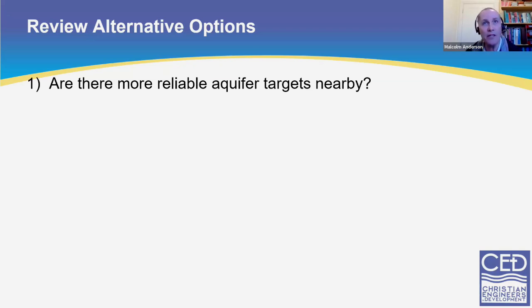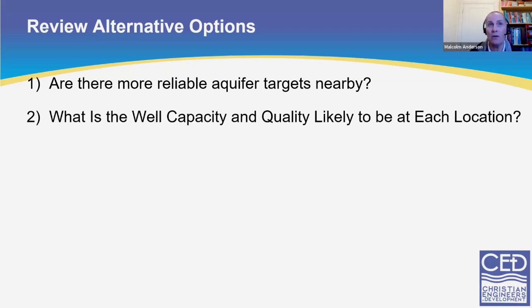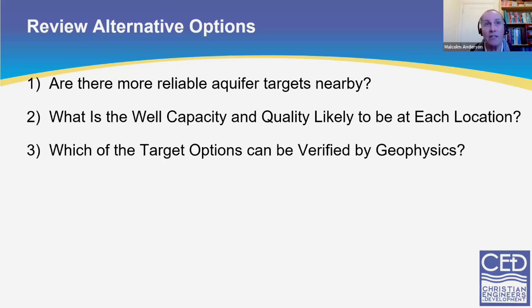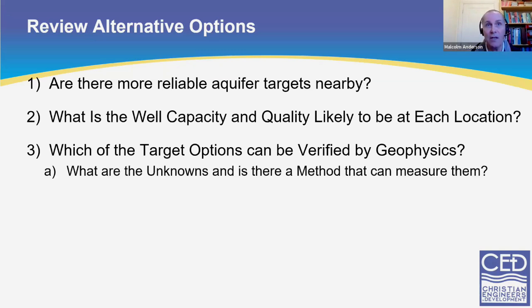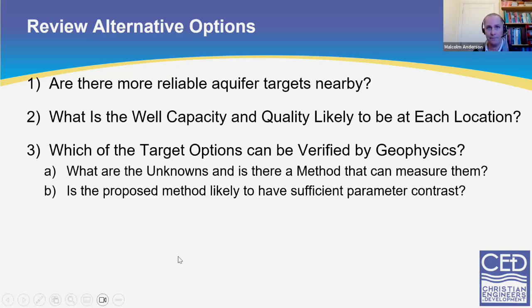So one of the questions is, are there more reliable aquifer targets nearby where you're going to be able to get a better water supply, and is it worth that pipe cost? And other questions: what is the well capacity and the quality likely to be at each location? Which of the target options can be verified by geophysics? What are the unknowns, and is there a method that can measure them? Very important when we come onto the geophysics is to know exactly what you're trying to measure. Is the proposed method likely to have sufficient parameter contrast?